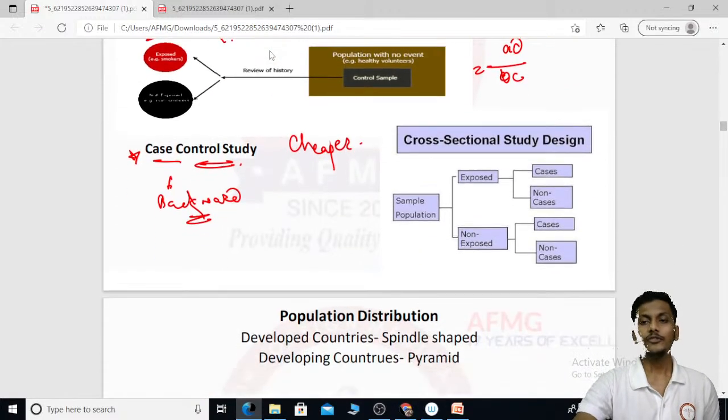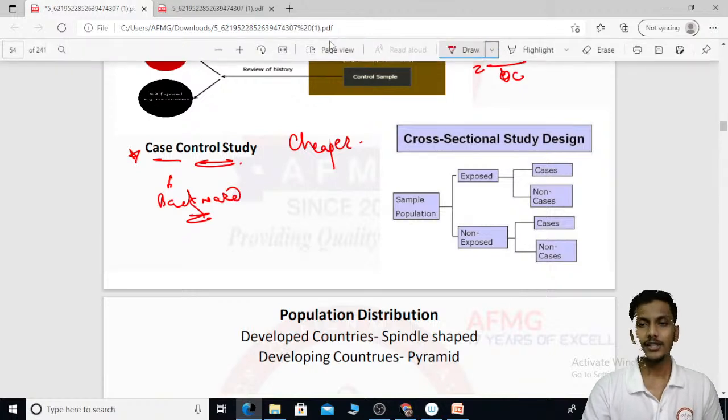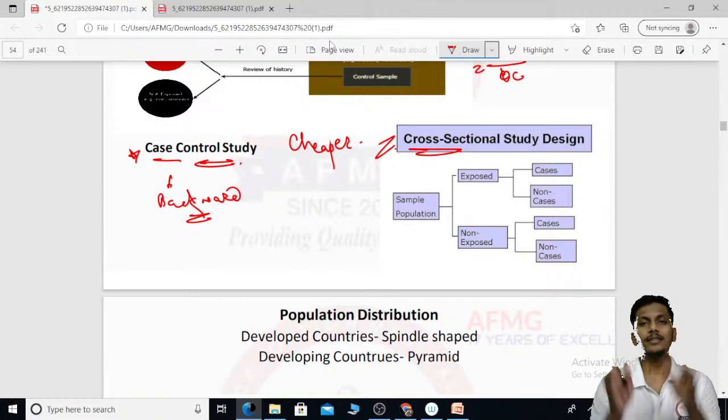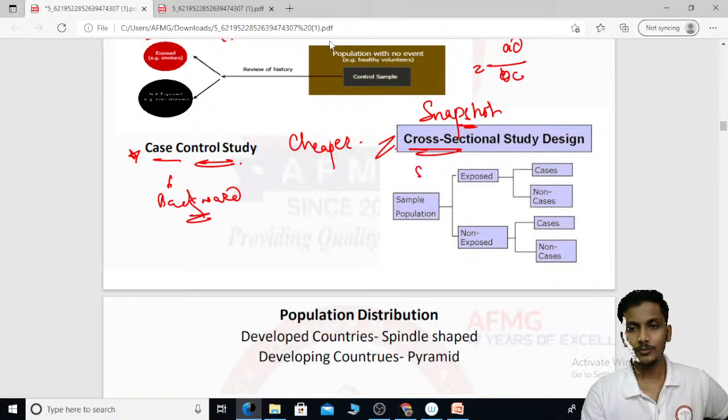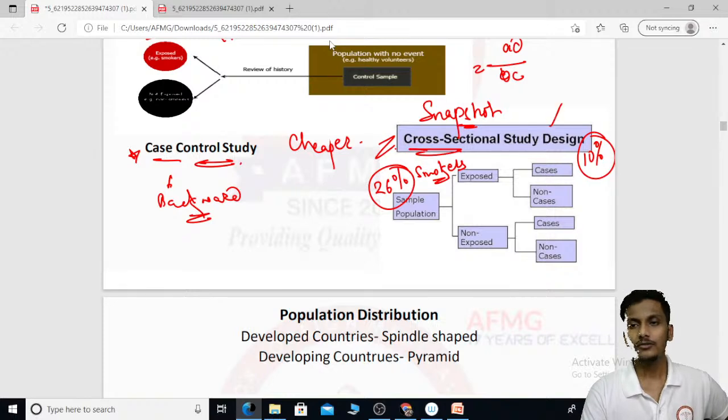Important one. Moving further, next one is your cross-sectional study. What do we mean by cross-section? Cross-section means at a particular point of time. So cross-sectional study is also known as a snapshot study, in which we actually take the number of the cases. So for example, we take the number of smokers, that is 26% of the total population are smokers, and 10% of the total population have developed lung cancer. So this we are actually taking at a particular point of time, right?